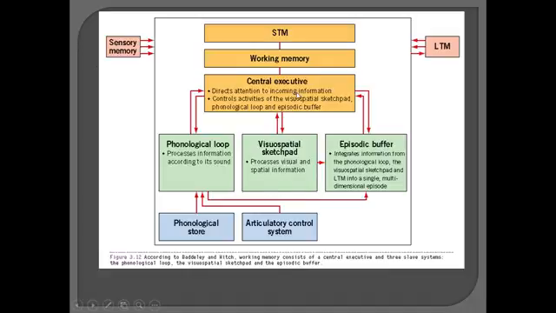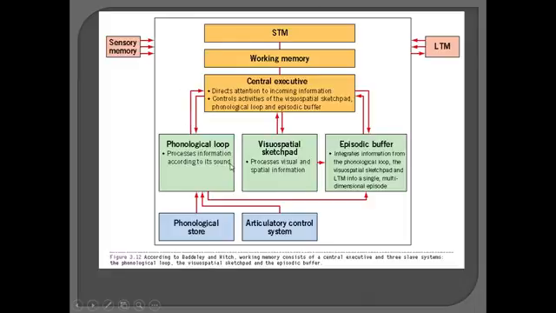We've got our central executive. Remember, he's the boss, so he's going to control and direct attention to the different parts. We've got our phonological loop, which is processing sounds, and there's the phonological store and the articulatory control system which feed into it. We've got our visuospatial sketchpad, which handles visual and spatial information, and the episodic buffer that integrates the information from the phonological loop, the visuospatial sketchpad, and long-term memory into one sort of episode. And together this makes up working memory according to Baddeley and Hitch.